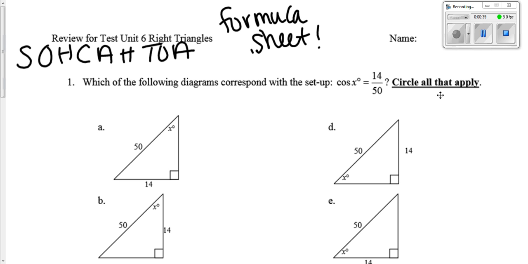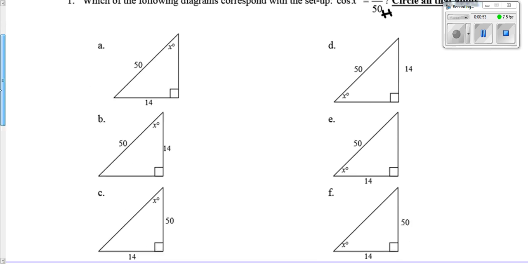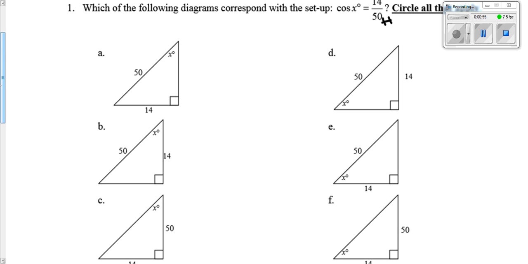So number 1 says, which of the following diagrams correspond with the setup cosine of x equals 14 over 50? Well, we know cosine is adjacent over hypotenuse. So we need to have a triangle whose adjacent side is 14 and whose hypotenuse is 50. So let's look at all of our options. For number 1, here's x, so 14 is our opposite, 50 is our hypotenuse.